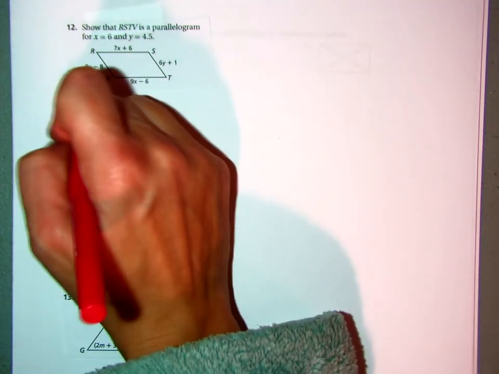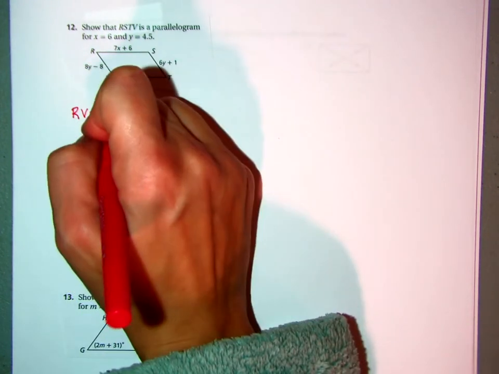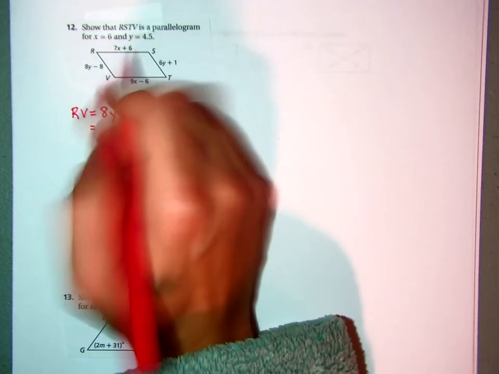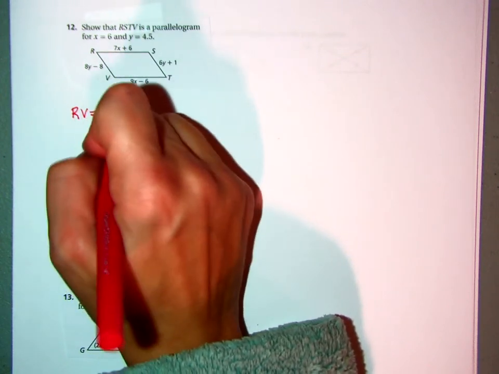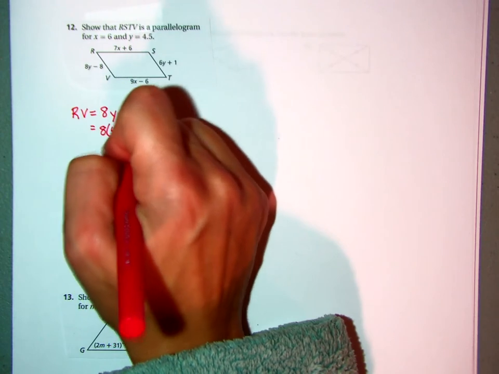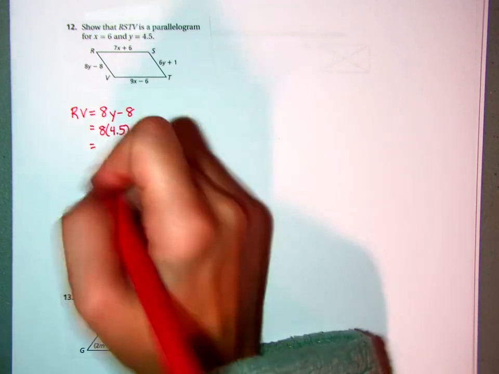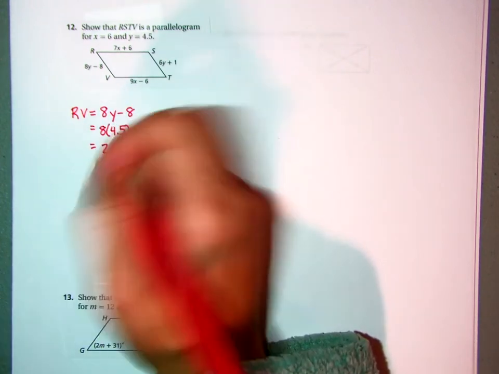Let's start with RV. RV is 8y minus 8. Now what they tell us here is to use the y, that's 4.5. So we want to do 8 times 4.5 minus 8. So throwing that in, 8 times 4.5 minus 8 is going to be 28 units for RV.